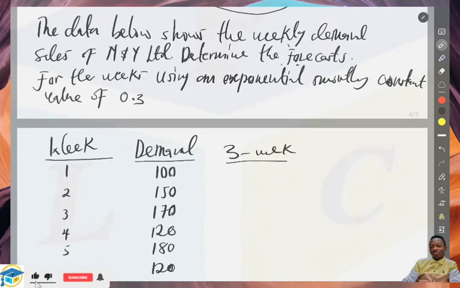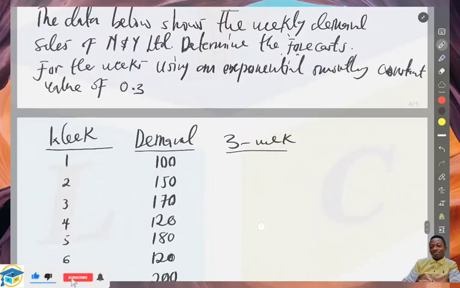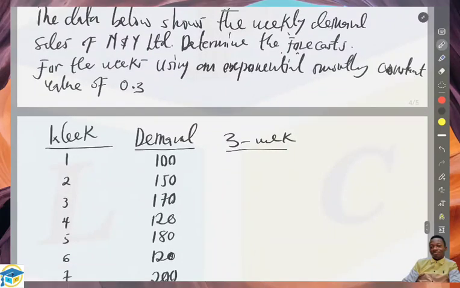So this is an example to illustrate the exponential smoothing model. The data below shows the weekly demand sales of NNY Limited. We are asked to determine the forecast for the weeks using an exponential smoothing constant value of 0.3. So here, taking into account week 2 to week 7, we want to forecast for week 2 to week 7, with an exponential smoothing constant of 0.3.